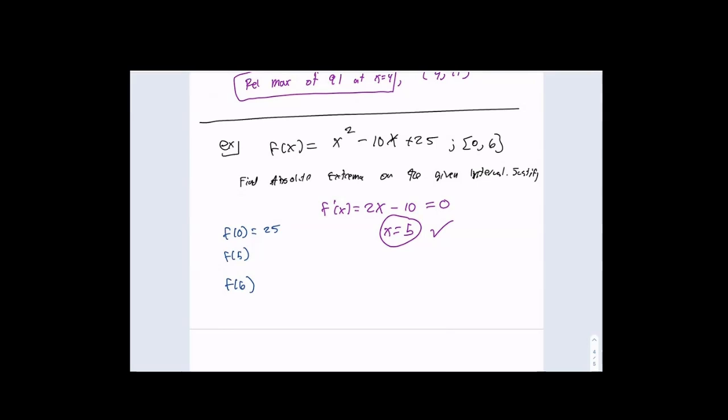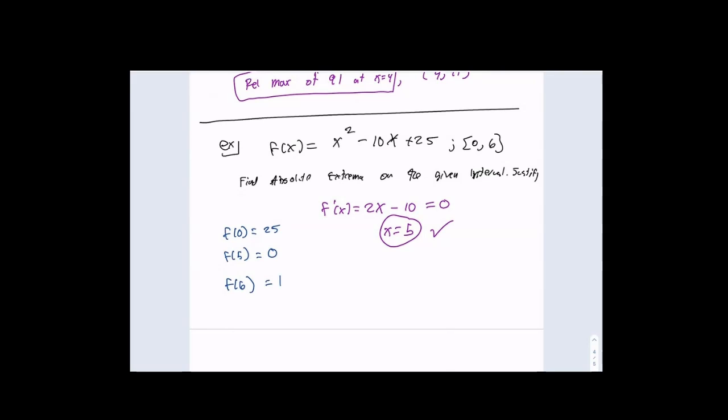The other ones, I've got to do mental math, I think. When I plug in 5, I get 25 minus 50. Oh, I get 0. And f of 6, that's 36 plus 25, which is 61, minus 60. I get 1.